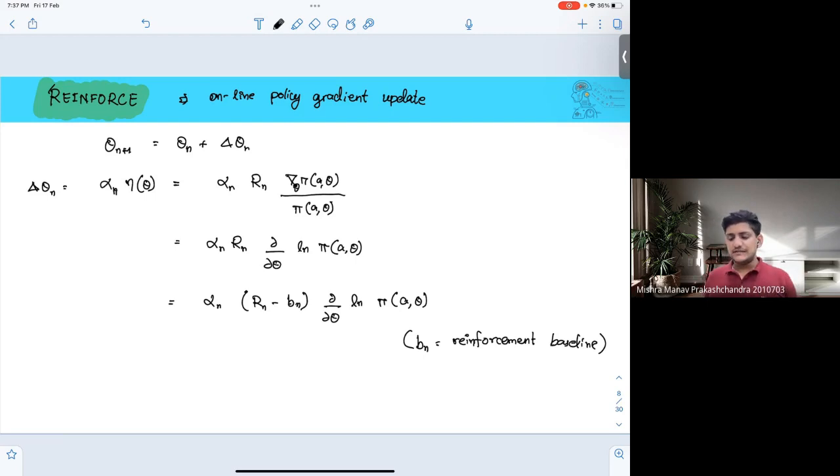Now the change that I've made here is that by introducing a baseline parameter, my reward should be at least better than b of n, so that I move in the positive direction. If it is lesser than that, I move in the negative direction. So if this value of Rn is greater than some baseline, I make a positive update. If it's lesser than some baseline, I do a negative update. So far, so good.